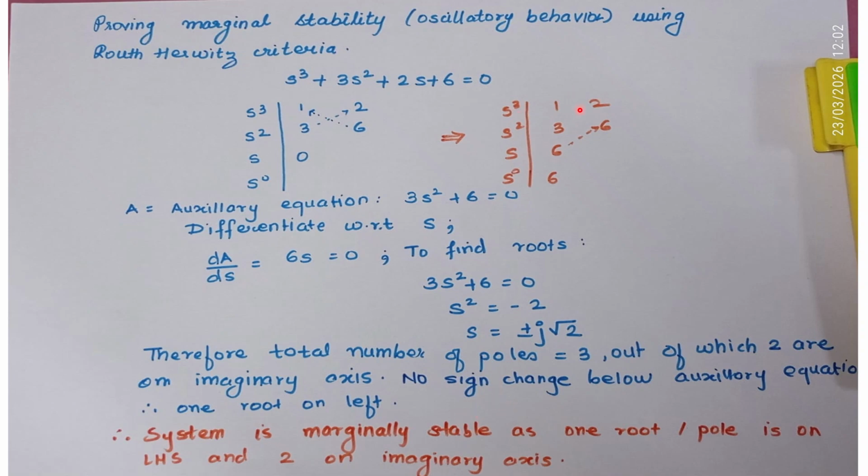There are 2 roots on the imaginary axis. So the combined effect of all these poles: we have 3 poles, out of which 2 poles are on the imaginary axis and 1 pole is on the LHS. This means that the system is marginally stable or oscillatory in nature.